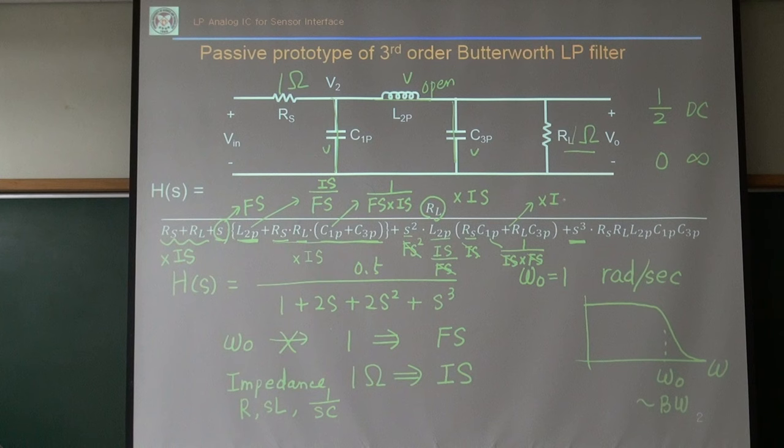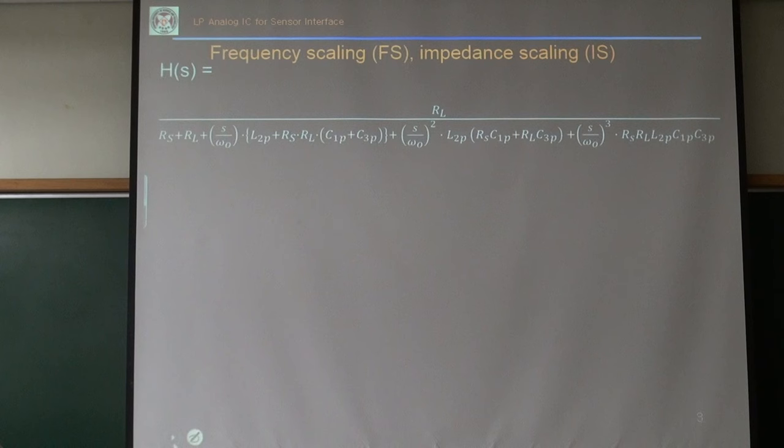Similar thing here. IS cubed, and this thing is FS, IS, IS, and then this thing is IS divided by frequency scaling. These two capacitances are FS, IS squared, right? Because I have two capacitors there. Then IS squared is multiplied by that. I have only IS left, okay? So this transfer function is okay. So my impedance scaling, here.